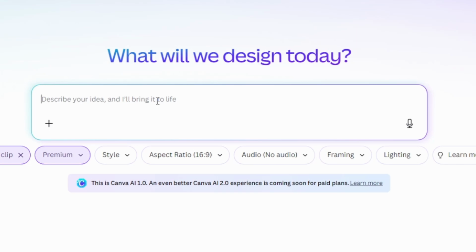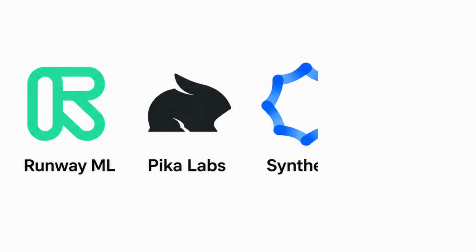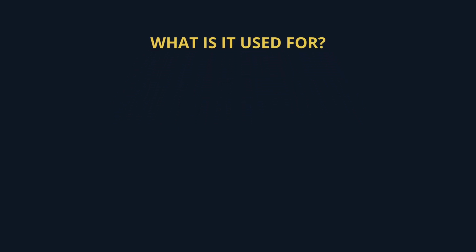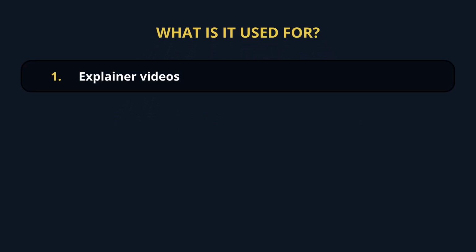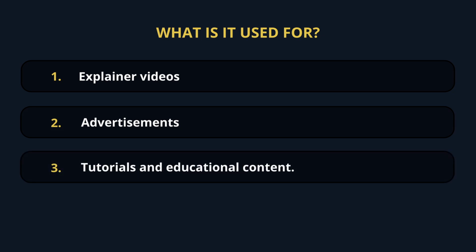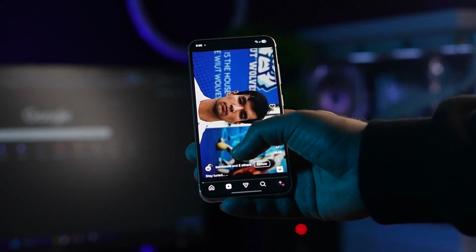For example, you write, "a futuristic city with flying cars at night," and it generates a short video showing that scene. Examples of video generators are Runway ML, Pika Labs, Synthesia, and HeyGen. What people use video generators for: explainer videos, advertisements, tutorials and educational content, social media videos, TikTok, YouTube Shorts, Reels. In short, video generators turn your ideas or scripts into moving visuals, making video creation faster and easier even without filming equipment.